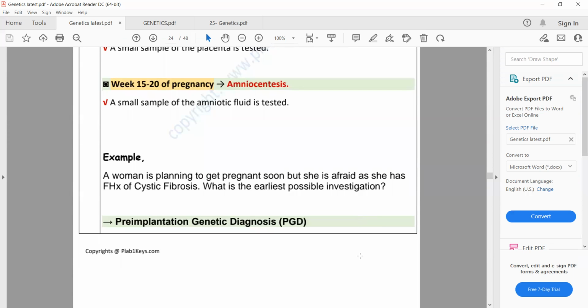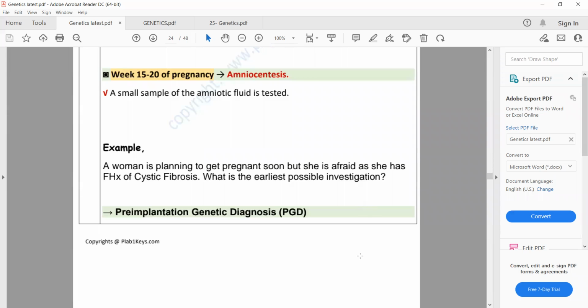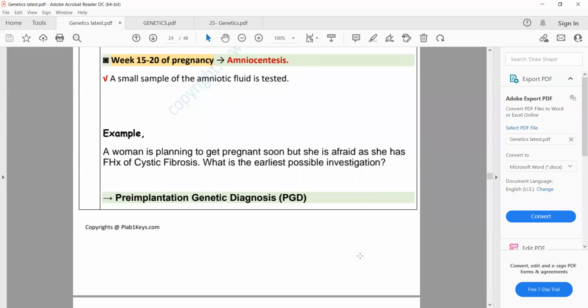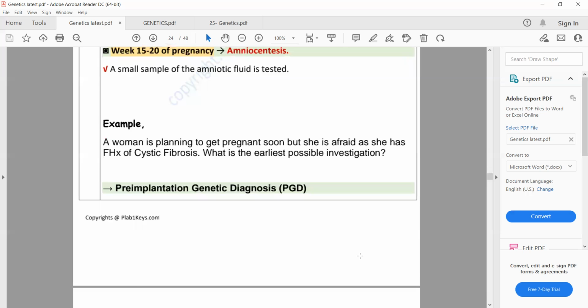For example, a woman is planning to get pregnant soon, but she is afraid as she has a family history of cystic fibrosis. What is the earliest possible investigation? So she is not pregnant yet. She is planning to get pregnant and she has a history of cystic fibrosis. So what is the earliest possible investigation? Pre-implantation genetic diagnosis.